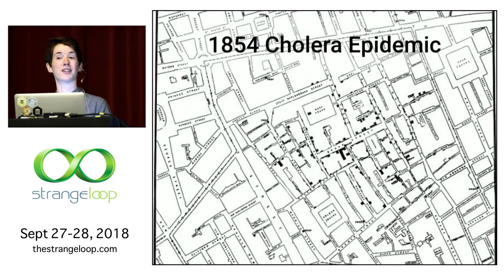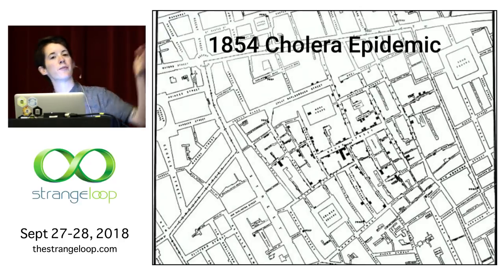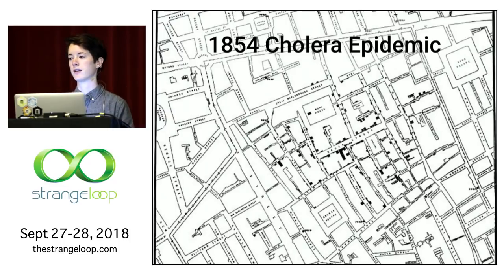This is a really interesting historical map. In 1854, there was a serious cholera epidemic in the Soho neighborhood of London, and the physician John Snow was trying to figure out what the source was, what was causing it, so he could stop it. And so what he did is he took a map of the area and he went around and he put one of these black rectangles that you can see here on every spot where he found a death from cholera.